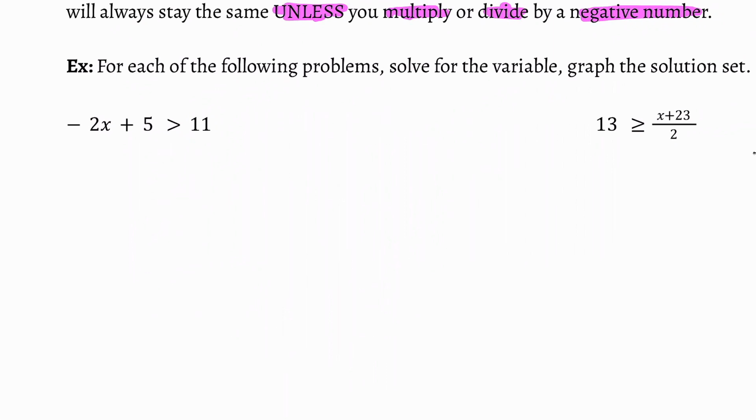All right, so if this would have been an equal sign, what would we do? Well, the first thing we'd do is we'd get rid of the 5, right? Right now, the -2x is grouped, and I'm going to get rid of the +5. How do we get rid of +5? It's with a -5. These are going to cancel each other out. I'm left with the -2x. That symbol stays the same because I did not multiply or divide by a negative. It is 6.